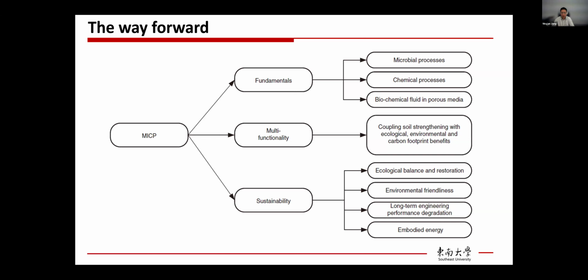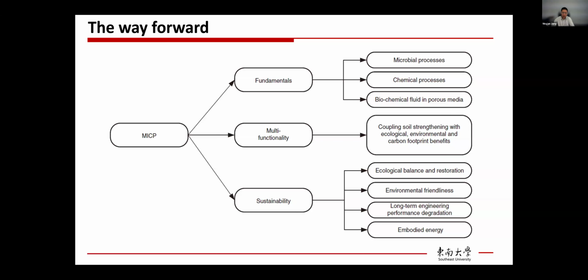And secondly is the multifunctionality. MICP not only works for soil strengthening, but it can also help to solve environmental and ecological problems. Like in the three cases I showed to you, it can be used for heavy metal immobilization. In addition, it can also be used to reduce carbon footprint, help to preserve the water environment, and help to protect the ecological environment. That's something we can explore so that its application in the future can be wider.